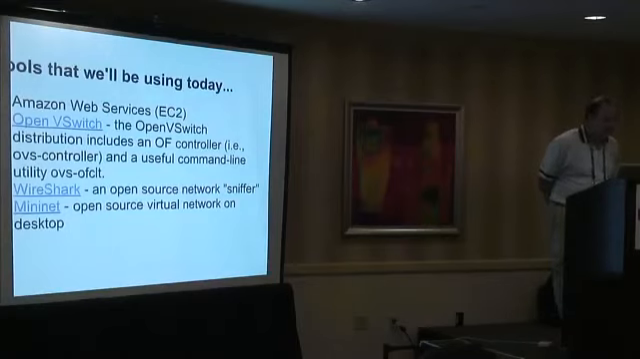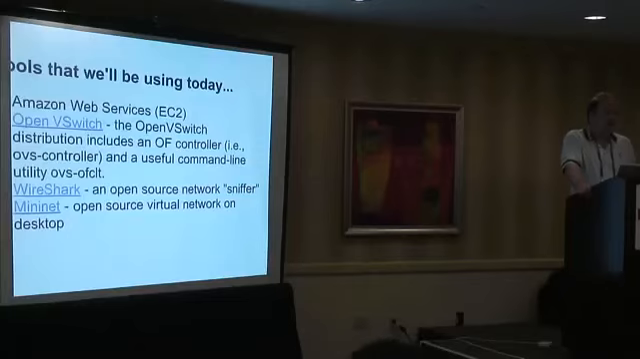We're going to be using a network sniffer called Wireshark. Many of you are probably familiar with Wireshark. I believe the default distribution of Wireshark does not include the OpenFlow dissector, and so you have to build a special version, and the Amazon machine image that we'll be using has that version of Wireshark.